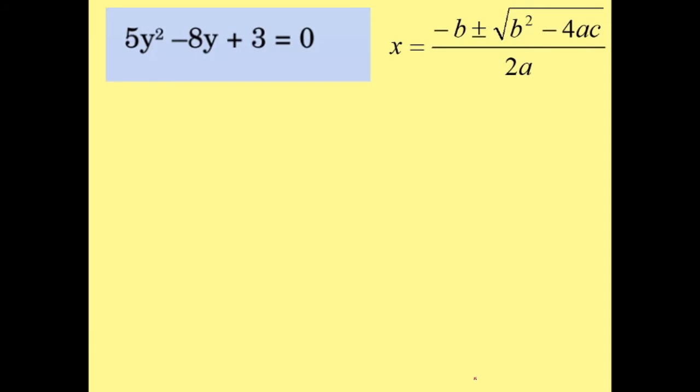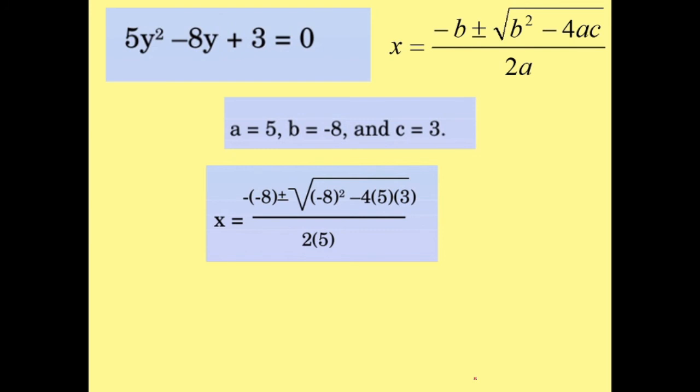Next one. Pause the video if you need to. Be careful because of the negative 8. A is 5, B is minus 8, C is 3. Substitute all the values in. And again, I put the numbers in brackets, but I only do it for the negative numbers.